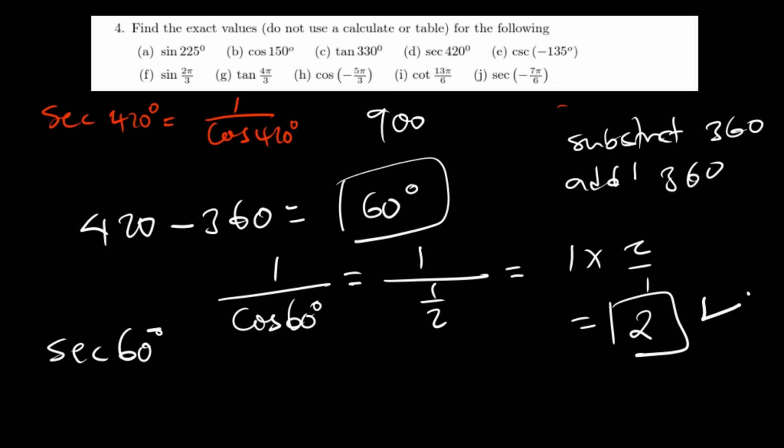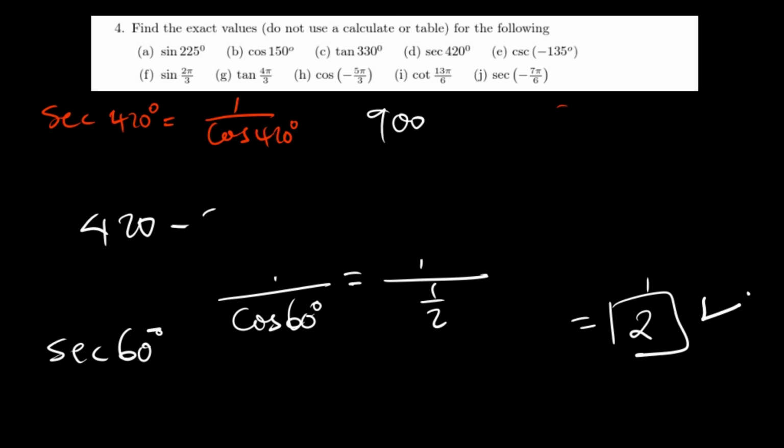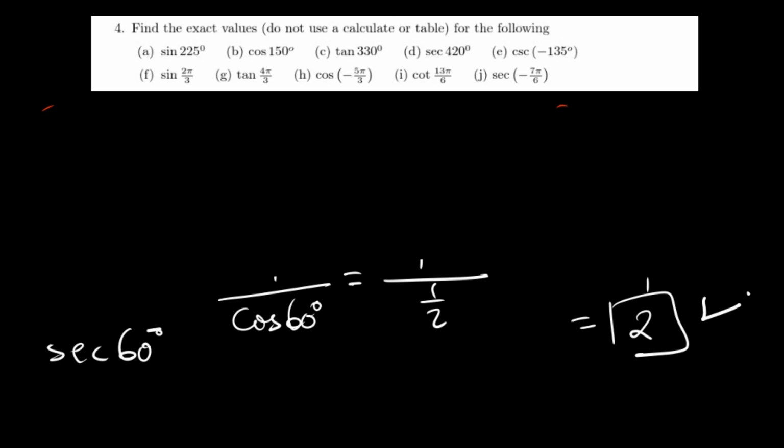Now let us look at part E, which is actually the same concept. Because the angle is negative, we are going to add 360. So we'll say 135 plus 360, so that the angle is within the range. What is 135 plus 360? That is 225. So this 225 is the same as negative 135. So we are now dealing with 225 as a positive angle.